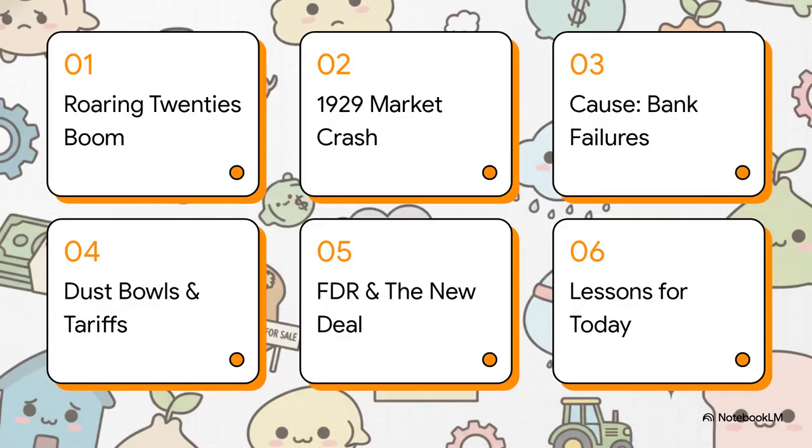Here's our roadmap for today. We'll be looking at 1. The Roaring Twenties boom, 2. The 1929 market crash, 3. The real cause, bank failures, 4. Dust bowls and tariffs, 5. FDR and the New Deal, and finally, number 6, lessons for today's economy.